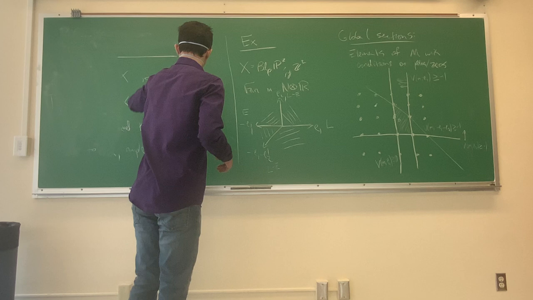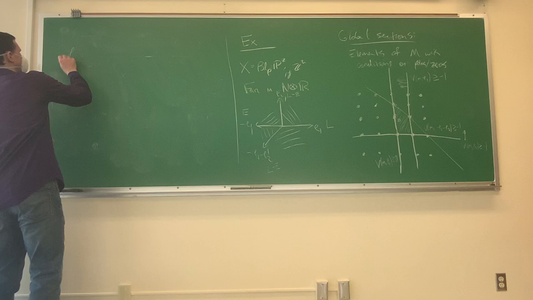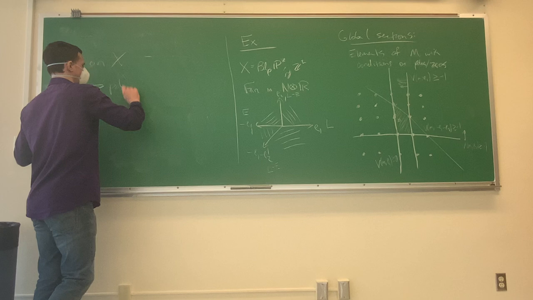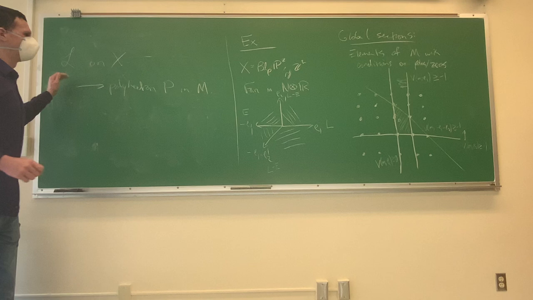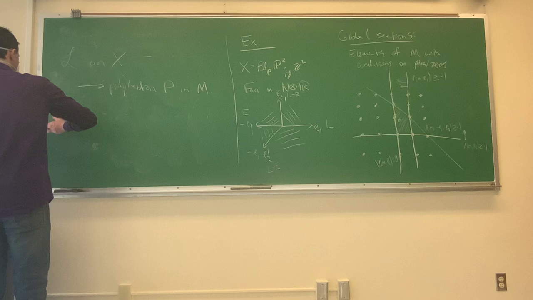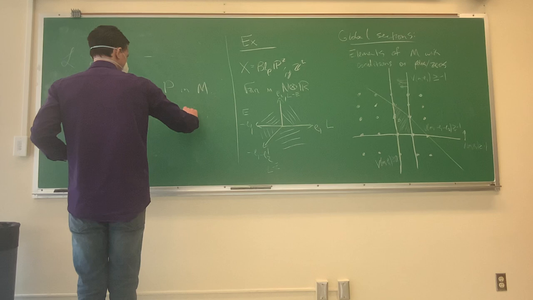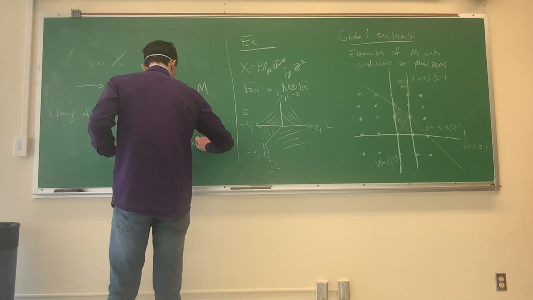So what we have is some line bundle L on X, and this corresponds to a polyhedron P in M, just by taking the global sections. And the change of linearization corresponds to translation by an element of M.